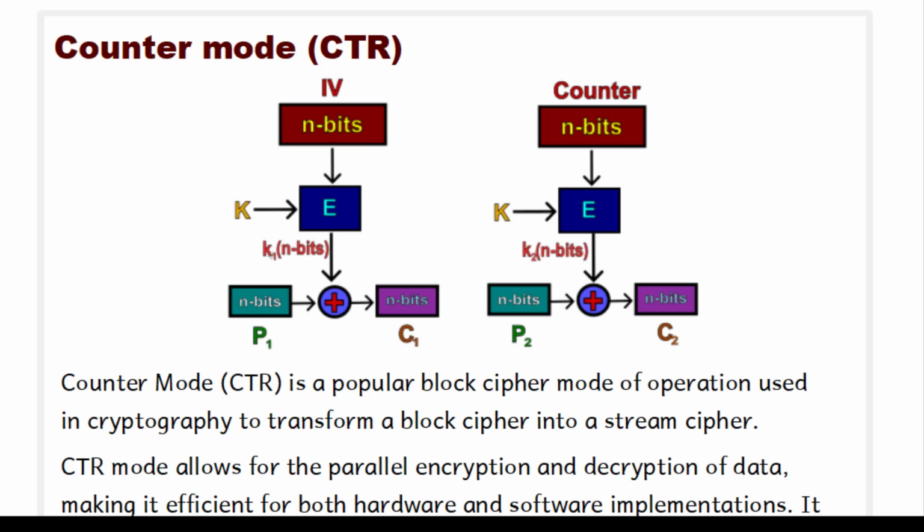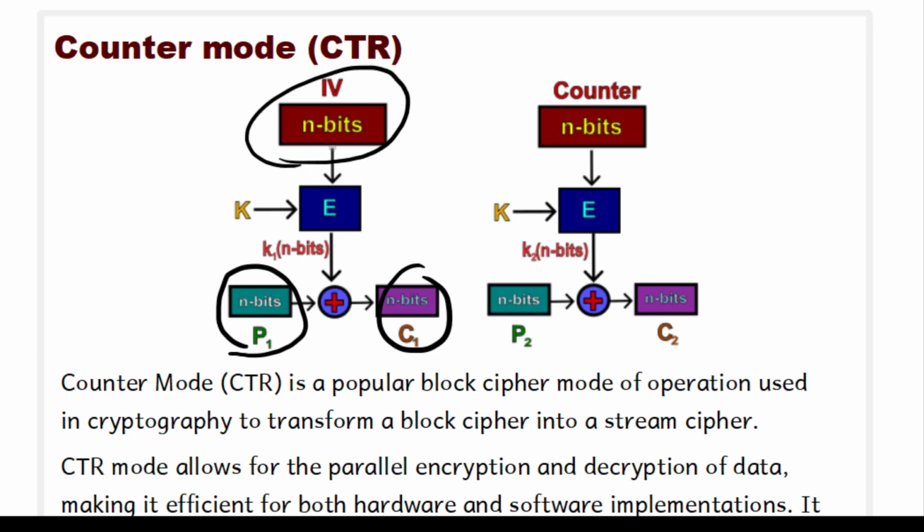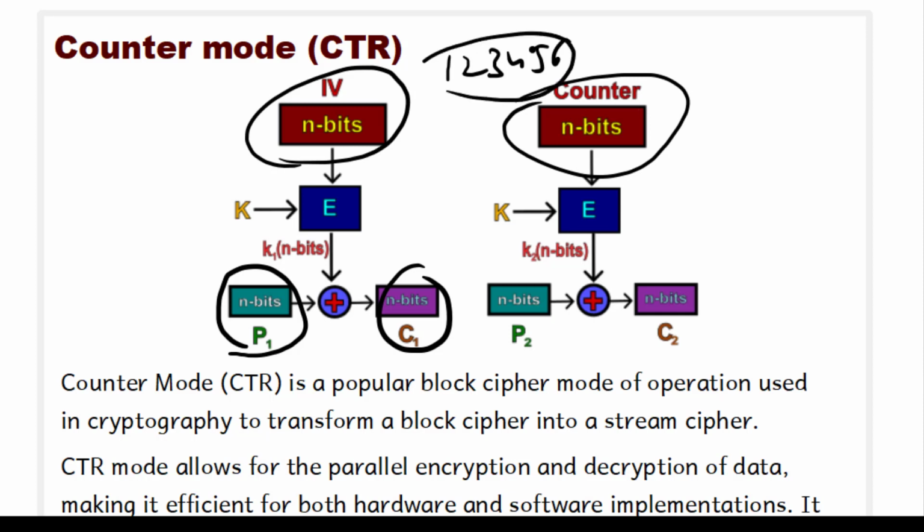This part is K1, the first key K1. This is XORed with the plain text, and we get the ciphertext. Now, the name counter is given because this IV will have some initial value, and this initial value is updated for every block. Suppose this value was 1 2 3 4 5 6, then in the next block it will become 1 2 3 4 5 7, then 8, 9, 10 and so on. So this count will increase for each and every block.